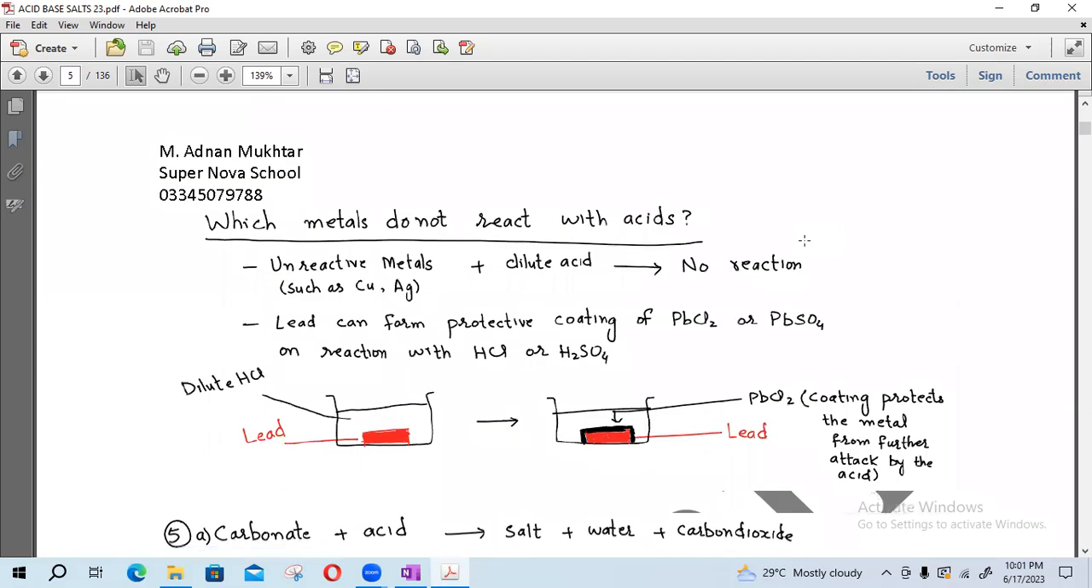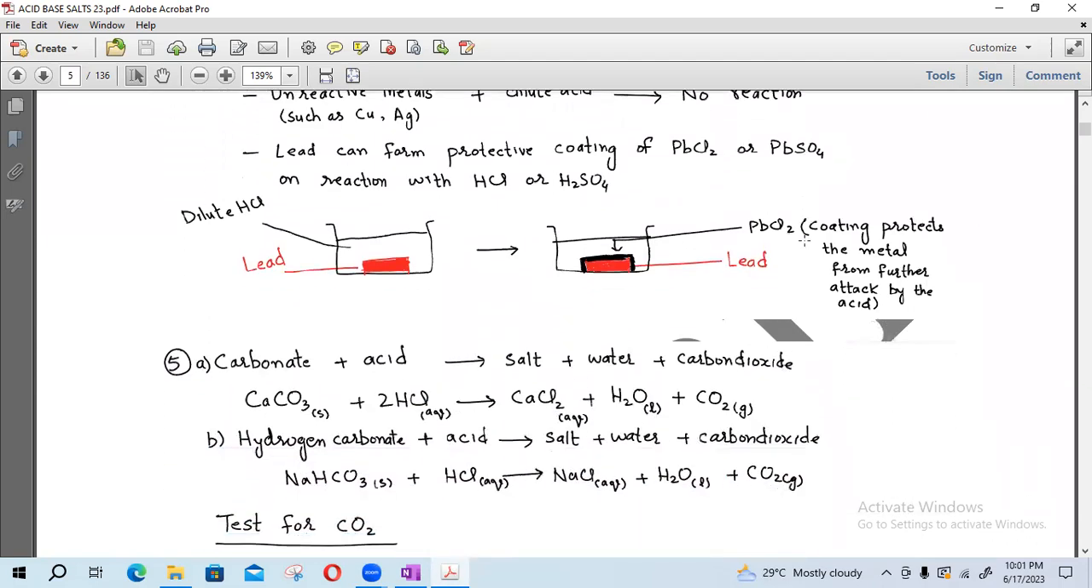That is, when we react a carbonate with an acid, they form salt, water, and carbon dioxide. For example, calcium carbonate reacts with HCl and forms calcium chloride, which is a salt, and water and carbon dioxide.